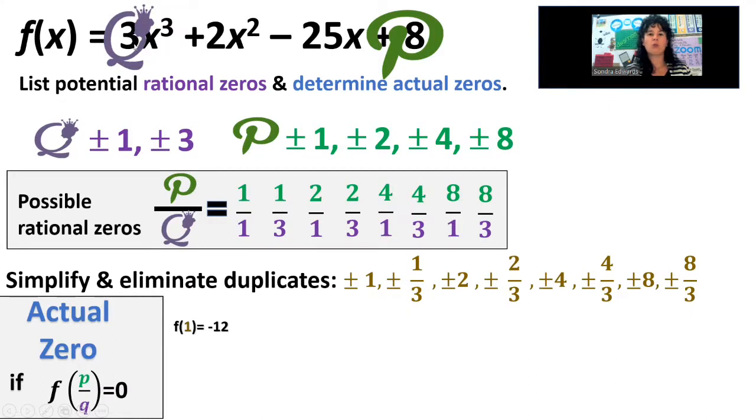So you could go 3, and then a set of parentheses, the 1, and then to the third power, plus 2, and inside the parentheses the number 1 to the second power, minus 25, inside parentheses the number 1, plus 8, enter, and you get negative 12. Now, if you set it up this way, then you could go back and edit rather than redo.